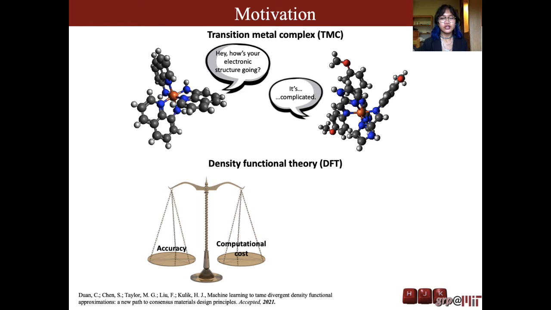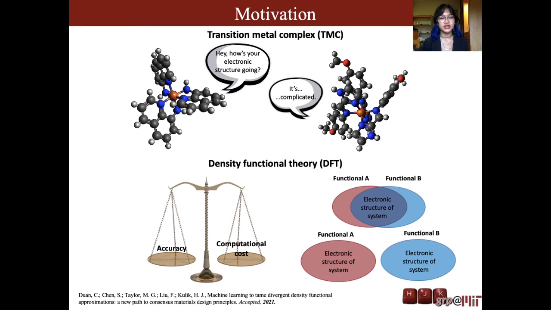Now, under DFT, there are these things called functionals, which all vary in accuracy, meaning they all have different ways of describing the electronic structure of a system. Sometimes they have similarities across the functionals, or sometimes they can disagree, so they have very little similarity in terms of how each functional describes the same system.